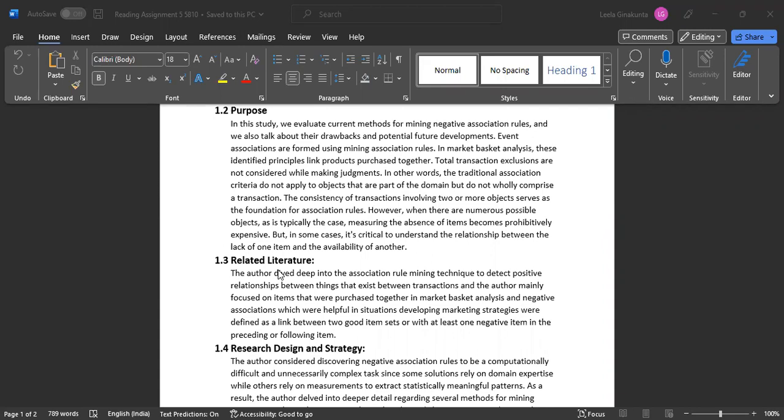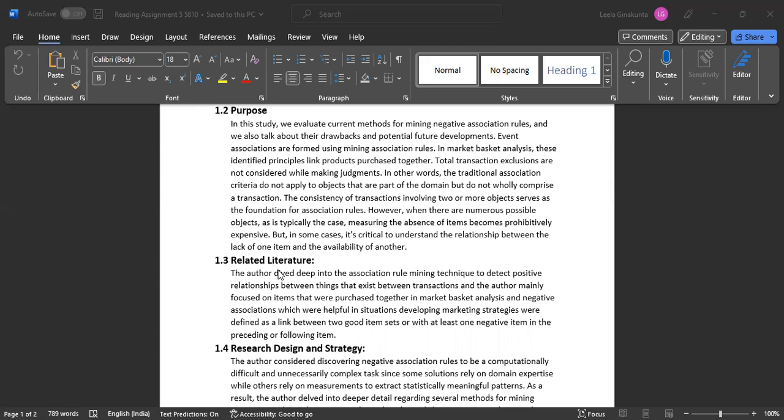Associations are formed using mining association rules. In market basket analysis, these identified principles link products purchased together. Total transaction exclusions are not considered while making judgments. In other words, the traditional association criteria do not apply to objects that are part of the domain but do not wholly compromise a transaction.